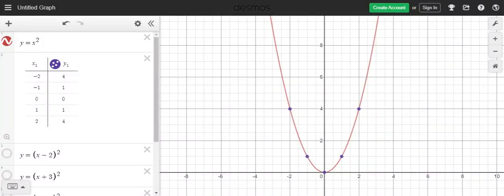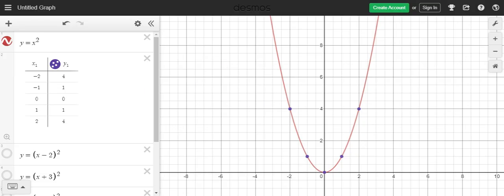Hello everyone, this is just another lecture on quadratic relations. We want to discuss one type of transformation that we haven't talked about yet. To begin with, as you see, I have already graphed y equals x squared, which is the basic parent quadratic relation. And I even have the table of values here as we have constructed in the past.